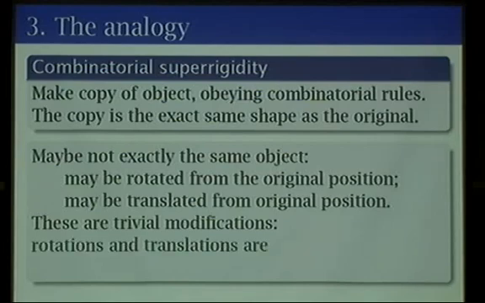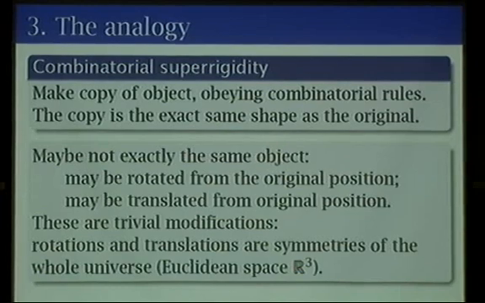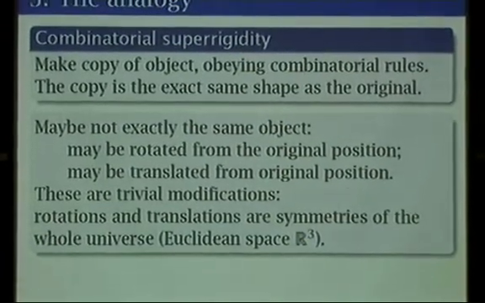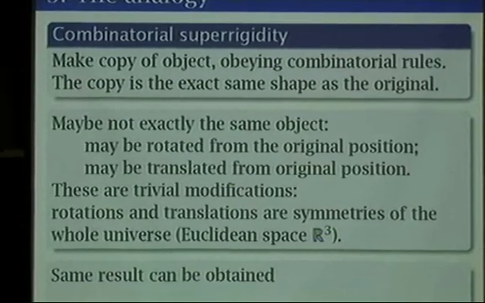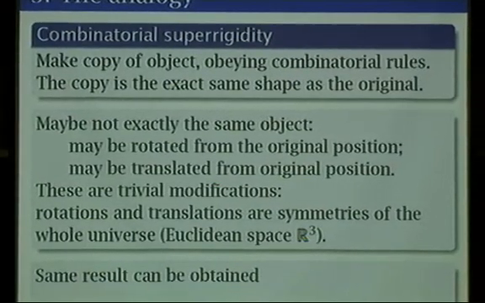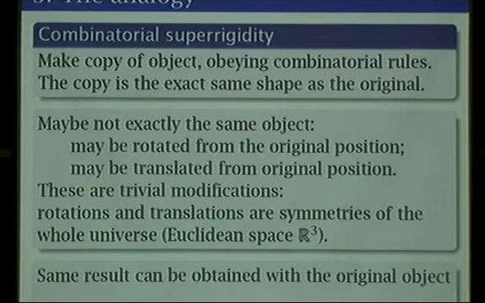The reason I call them trivial is that rotations, translations, and reflections are all symmetries of the entire universe. Of course, these symmetries have nothing to do with our object. Those can be applied to any object. The entire universe, which in our case is the Euclidean space R3, they're symmetries of the whole space. So let me say that yet another way. Here's the key idea. Combinatorial superrigidity means that if you make a copy of the object obeying the combinatorial rules, I take it apart and put it back together, I might get something different, but the key thing is that the new object could be attained from the original object, not by taking it apart and putting it back together, but just by moving the whole universe to a new position.